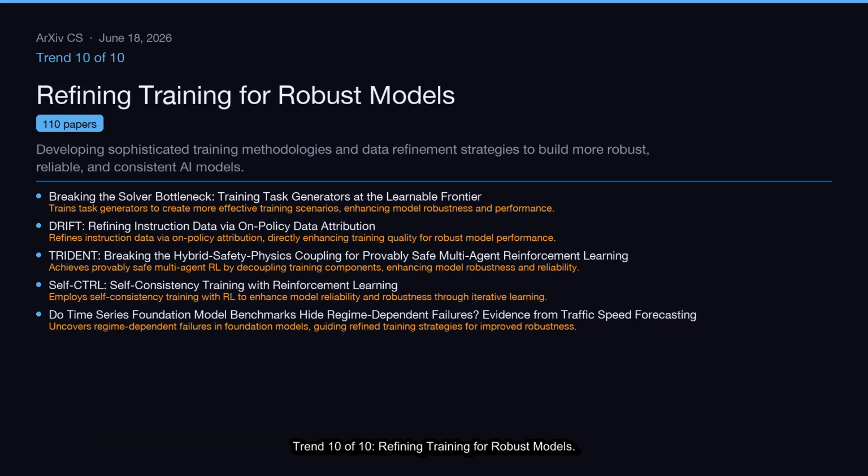Trend 10 of 10, refining training for robust models, developing sophisticated training methodologies and data refinement strategies to build more robust, reliable, and consistent AI models. This cluster covers 110 papers.